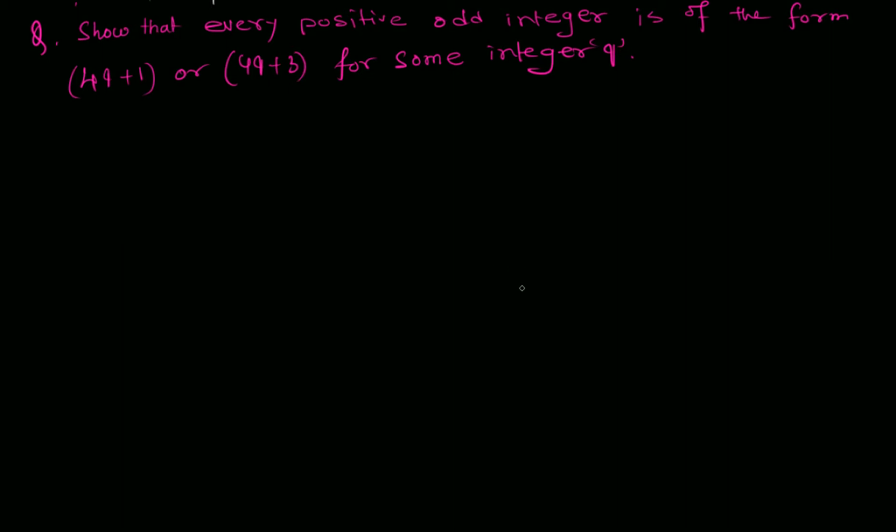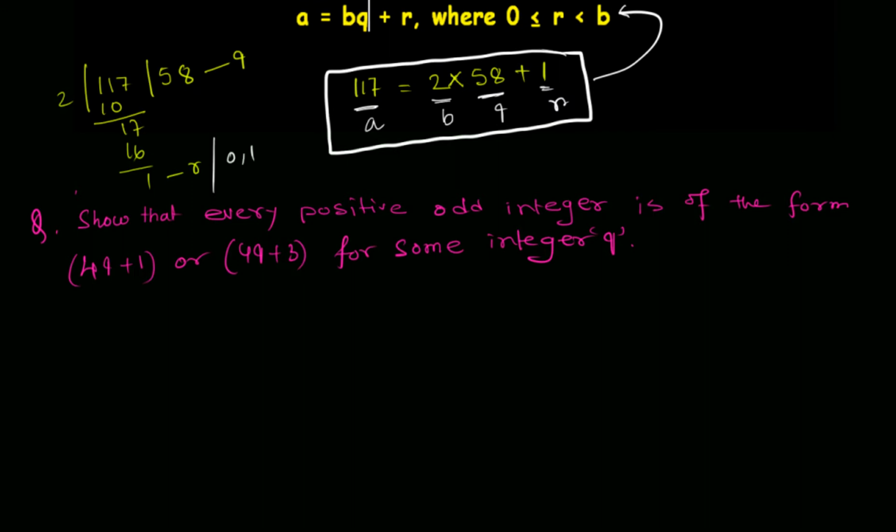So let's take a question. The question is, show that every positive odd integer is of the form 4q plus 1 or 4q plus 3 for some integer q. We have to prove any odd integer can be represented in the form 4q plus 1 or 4q plus 3, not any other form. We can prove it using Euclid's division lemma.